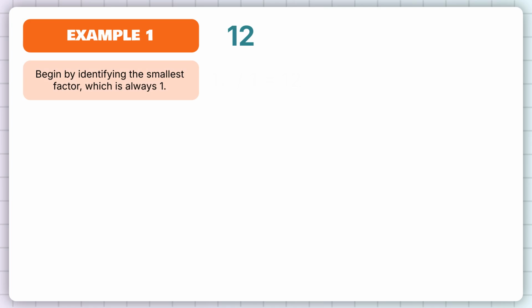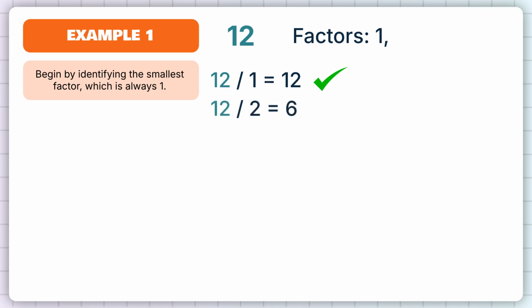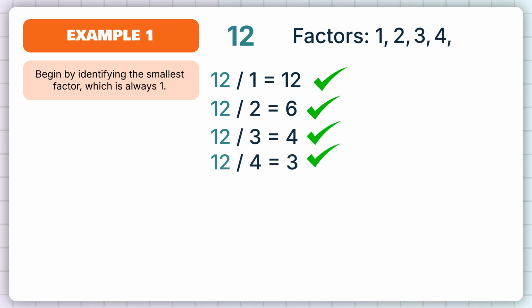For example 1, we will be finding factors. Let's find all the factors of 12. Begin by identifying the smallest factor, which is always 1. So 1 is a factor of 12. Next, consider 2. Since 12 divided by 2 leaves no remainder, 2 is also a factor of 12. Continue with 3. When 12 is divided by 3, the result is 4 with no remainder. Thus, 3 and 4 are factors of 12.